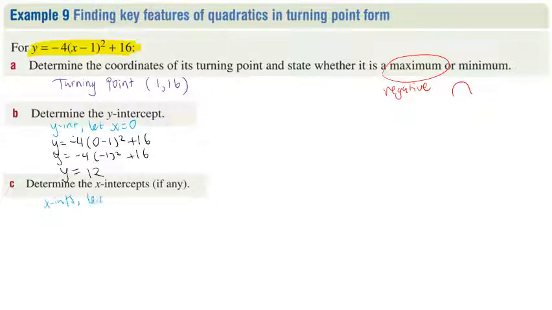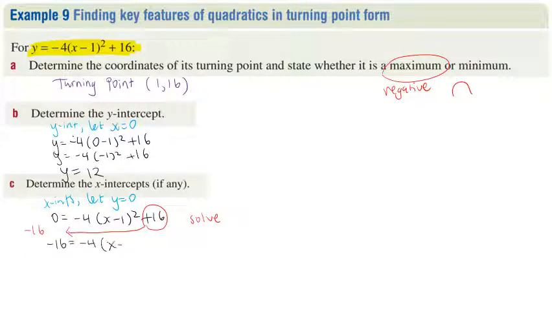we let y equal 0. So 0 equals -4(x minus 1) squared plus 16. Now I solve. So I'm going to subtract 16. So I've got -16 equals -4 times (x minus 1) squared. The opposite of multiplying something by -4 is to divide by -4. So -16 divided by -4 is +4.